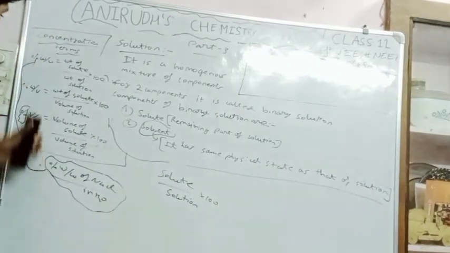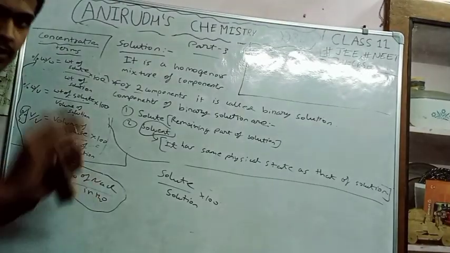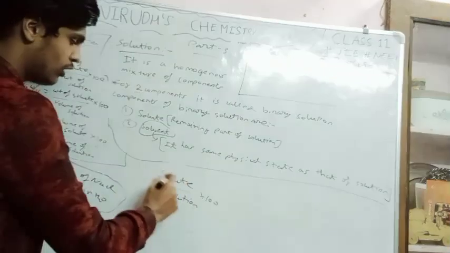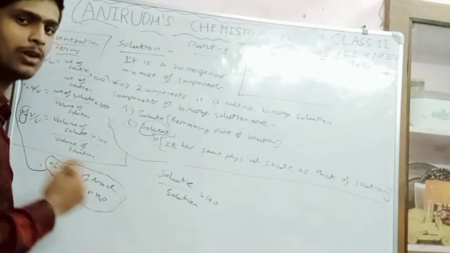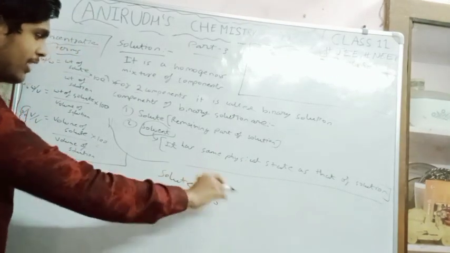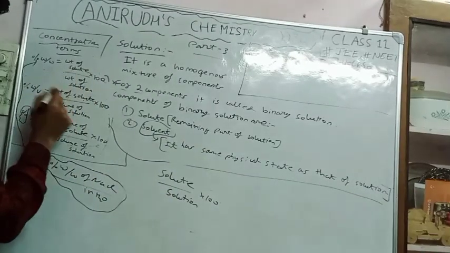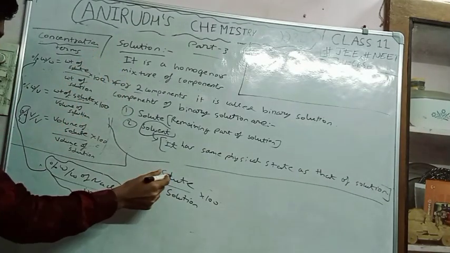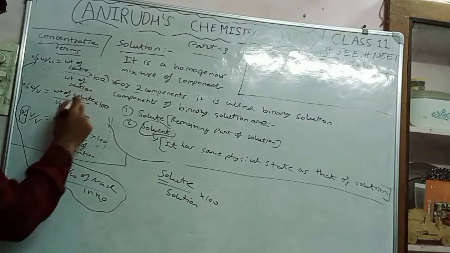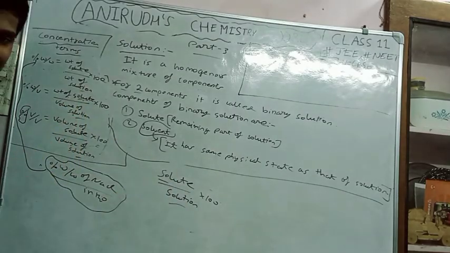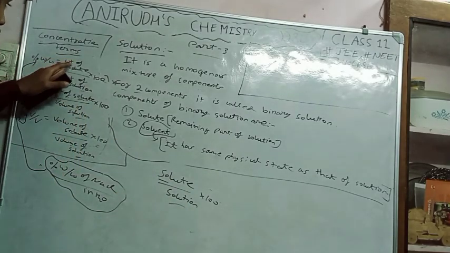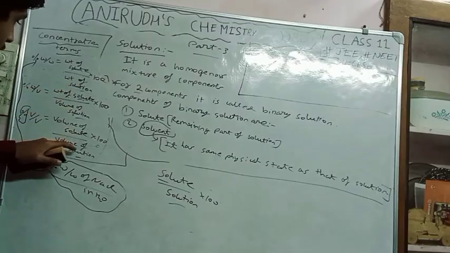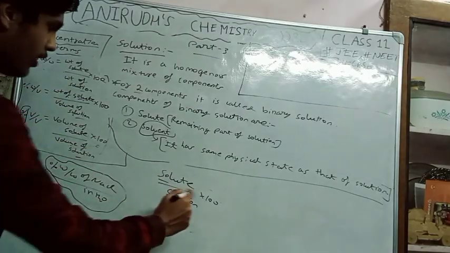In all these cases, you are observing only one thing, that is solute divided by solution into 100. Solute by solution into 100. See, just observe. Check all the numerators. Solute. Right? Solute. Verified. Now solution. Verified. Okay. Solute by solution. Here also solute by solution into 100.